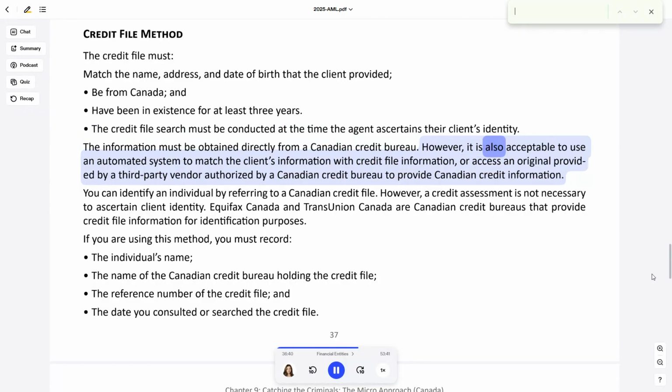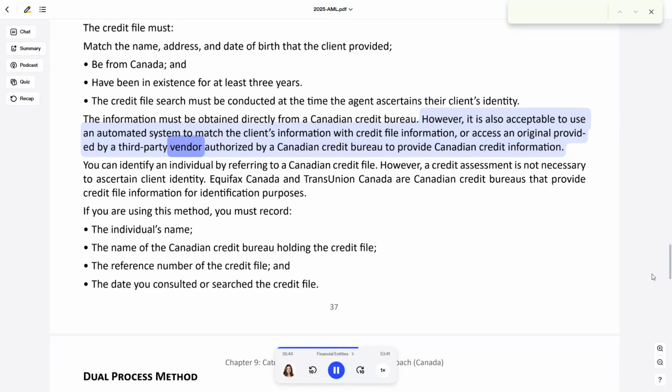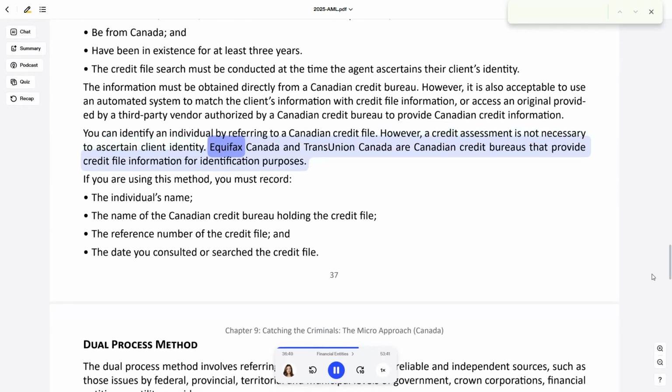However, it is also acceptable to use an automated system to match the client's information with credit file information, or access an original provided by a third-party vendor, authorized by a Canadian credit bureau to provide Canadian credit information. You can identify an individual by referring to a Canadian credit file. However, a credit assessment is not necessary to ascertain client identity.